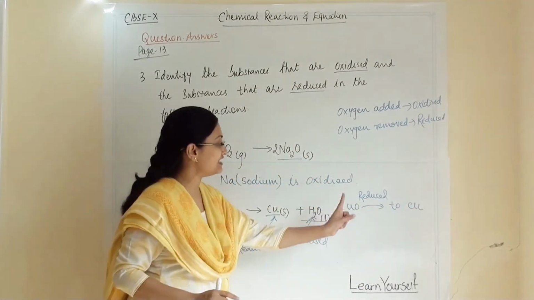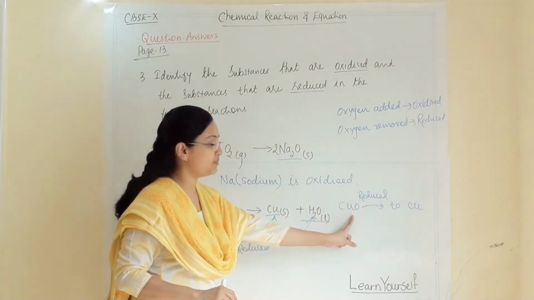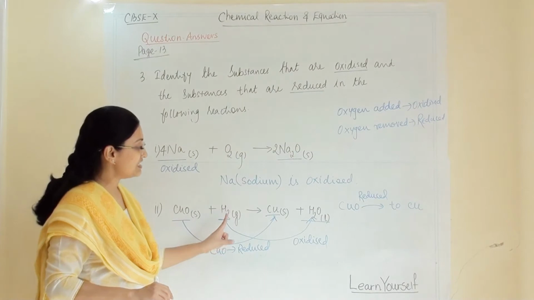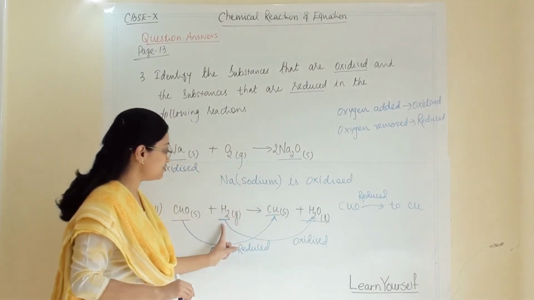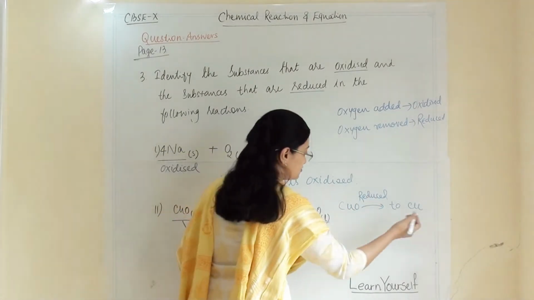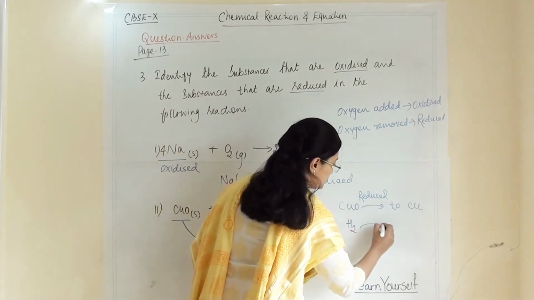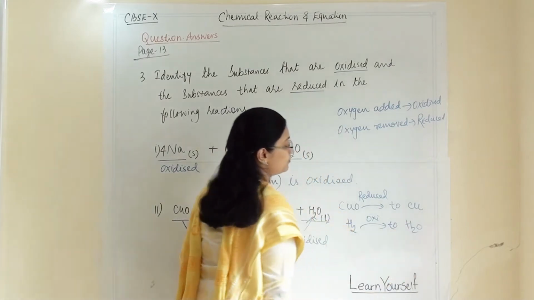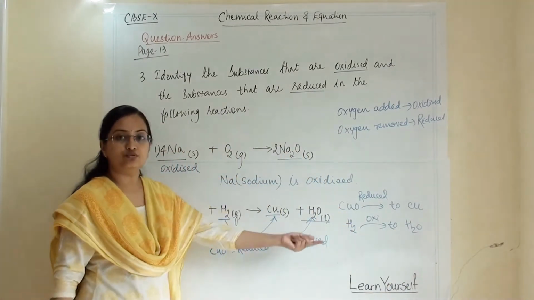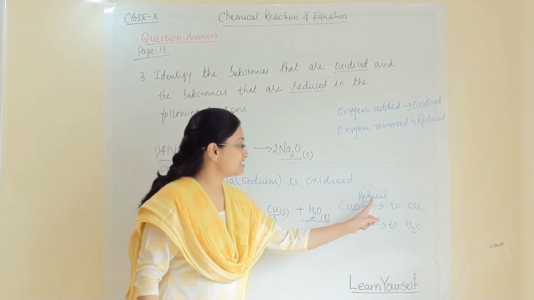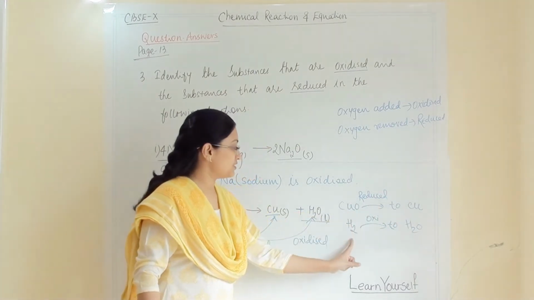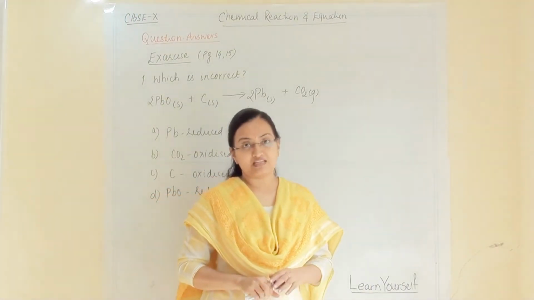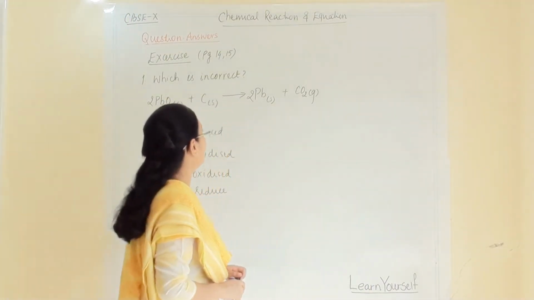So who is getting reduced? Not Cu, but copper oxide is getting reduced. Now hydrogen is getting oxidized. So hydrogen is oxidized to H2O. So this is the way you have to write which substance is reduced to what, which substance is oxidized to what. Moving to our main exercise from page 14-15.